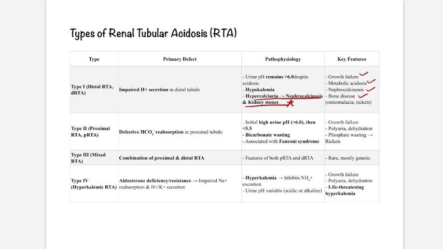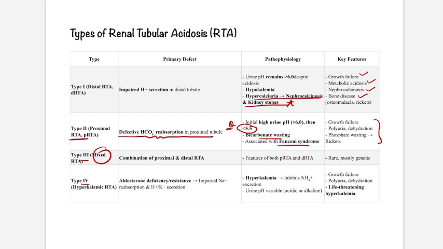Type 2 or proximal RTA, as we discussed earlier, is defective bicarbonate reabsorption in the proximal tubules. So urinary pH initially may be high, but less than 5.5 is the hallmark feature. You can see bicarbonate wasting is there, associated with Fanconi syndrome. Symptoms are the same as type 1 or distal RTA, except nephrocalcinosis and kidney stones are not found. Type 3 is mixed, so mixed features will be seen, we will not discuss it.